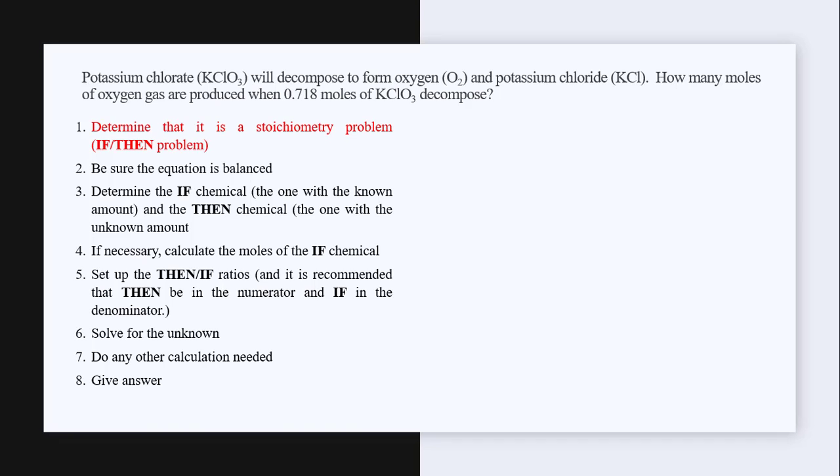First, determine if it is an if-then or a stoichiometry problem. And yes, it is an if-then problem. If you have 0.718 moles of potassium chlorate, then how many moles of O2 should be produced?